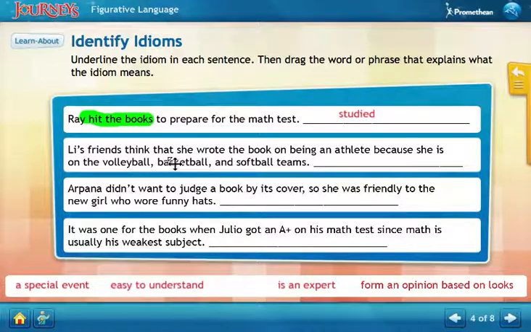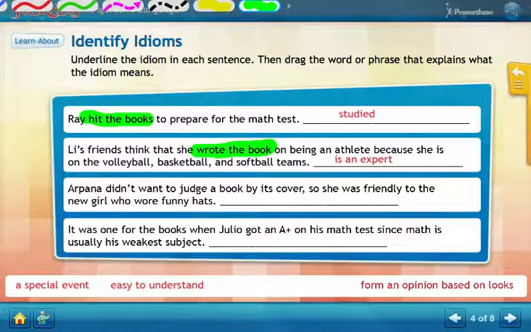"Lai's friends think that she wrote the book on being an athlete because she is on the volleyball, basketball, and softball teams." What does it mean that she wrote the book? She didn't actually write a book, but it means she is an expert. Because she's very good, they think she could very well write a book.